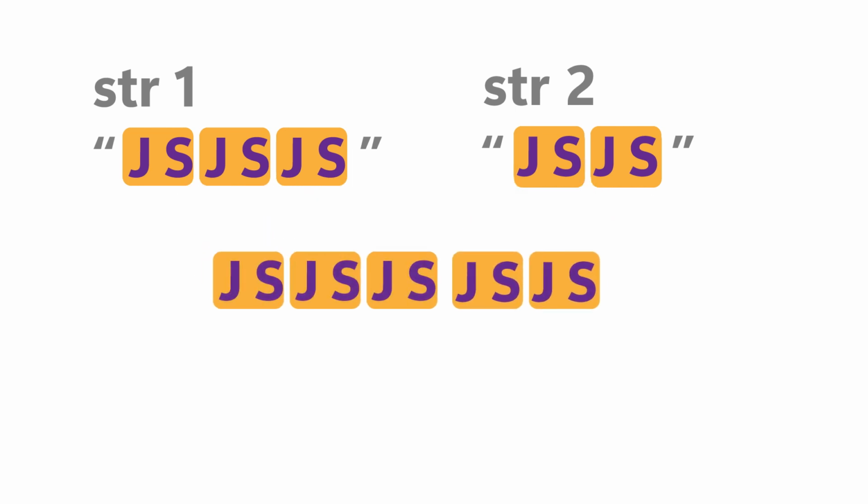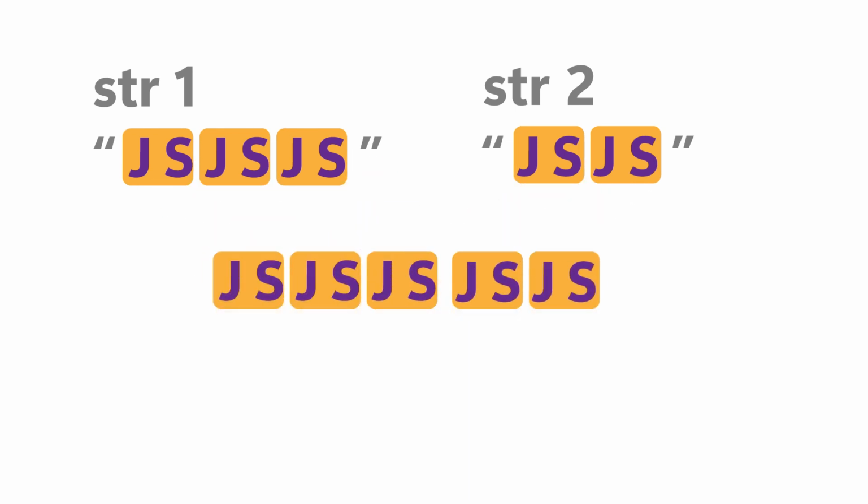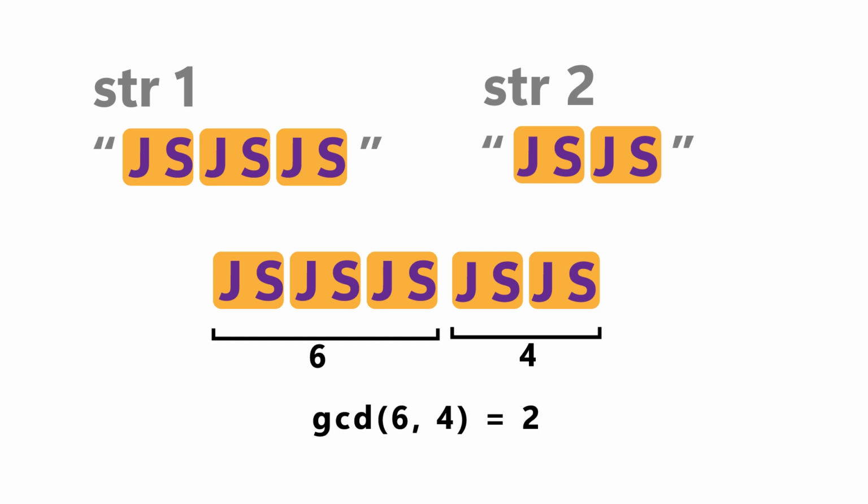Therefore, both the strings concatenated in any order should give the same result. Therefore, for the given two strings, the length of the largest string x that divides both the strings will be the greatest common divisor of lengths of both the strings, which is 2 in this case, which clearly gives us the answer js.